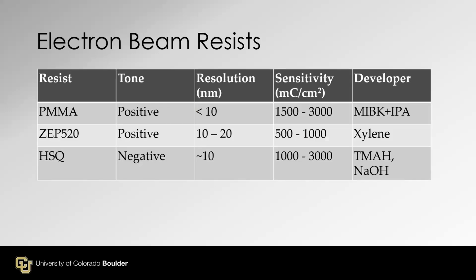Okay, let's talk about electron beam resist. Very famous ones. PMMA: tone is positive, resolution pretty good, but sensitivity is so high. Oops, this is supposed to be microcoulomb per square centimeter. I should update this one. I was supposed to do that, but I forgot. PMMA is historically famous, but still many people use it because of the resolution. However, sensitivity is high, which means you have to put a lot of electrons. The developer is simple, MIBK plus IPA, so it's good.